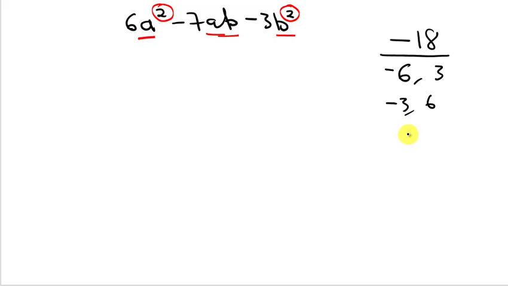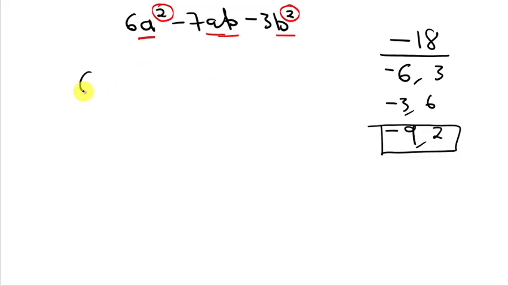What about -9 and 2? Yes, -9 times 2 gives us -18, and -9 plus 2 gives us -7. So yes, this particular set of numbers is appropriate. Therefore, we are going to use them.